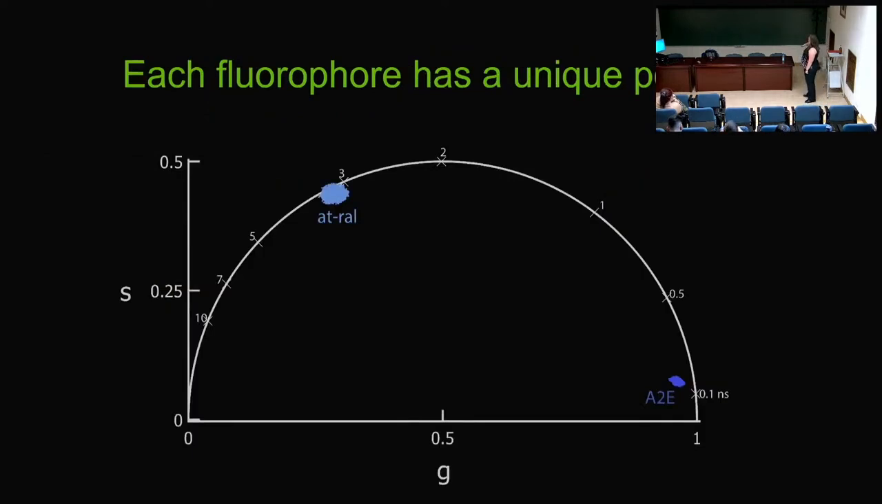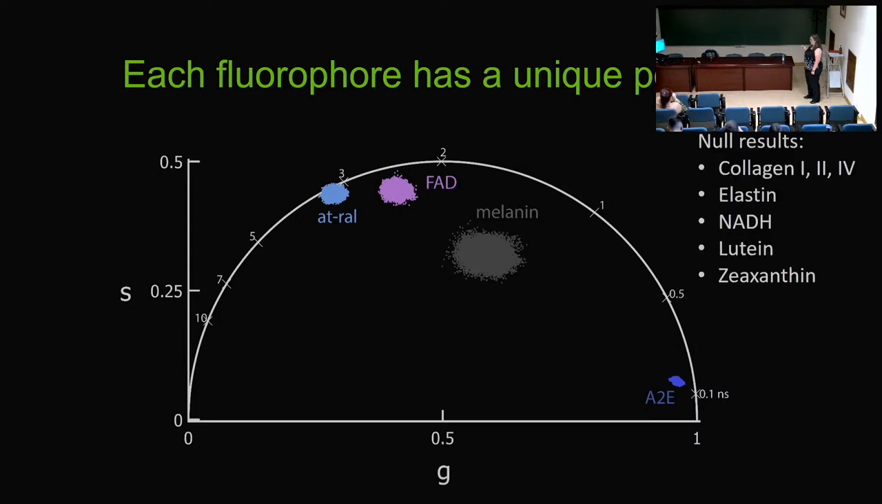So as we start to build our phasor fingerprint, we saw fluorescence from some fluorophores we didn't expect to see, but some that we did. A2E is a constituent of lipofuscin, down here, very short lifetime. All-trans retinal showing up here. We have melanin fluorescence now within the human RPE, and we looked at FAD, and we added a whole host of other fluorophores in this spectral range.